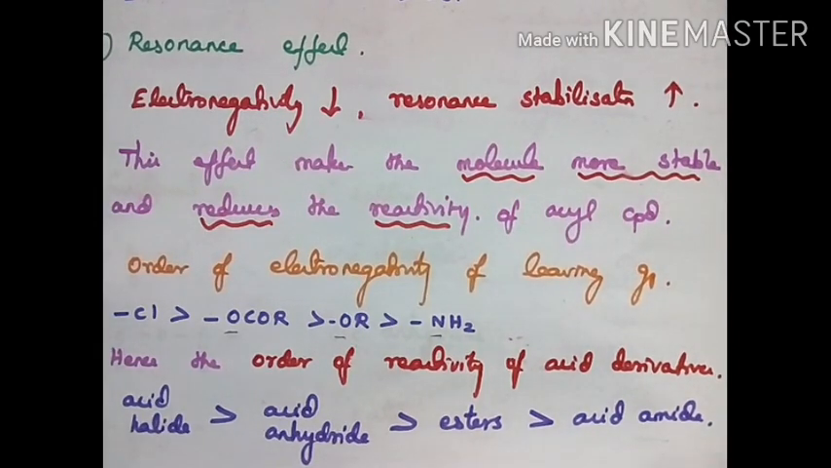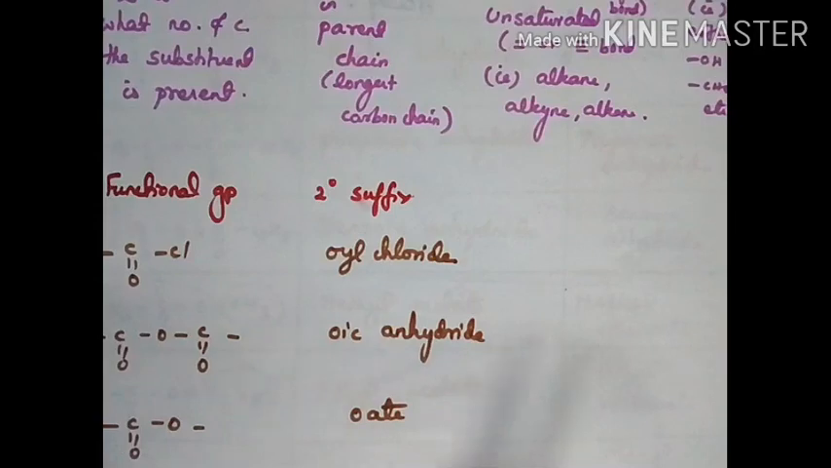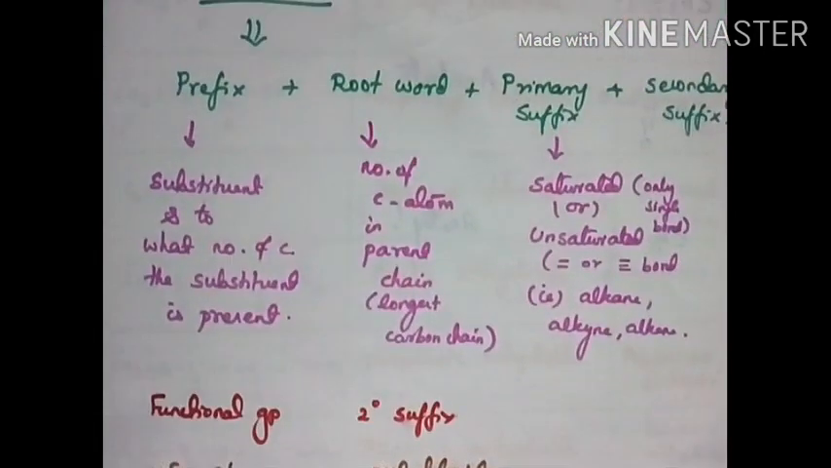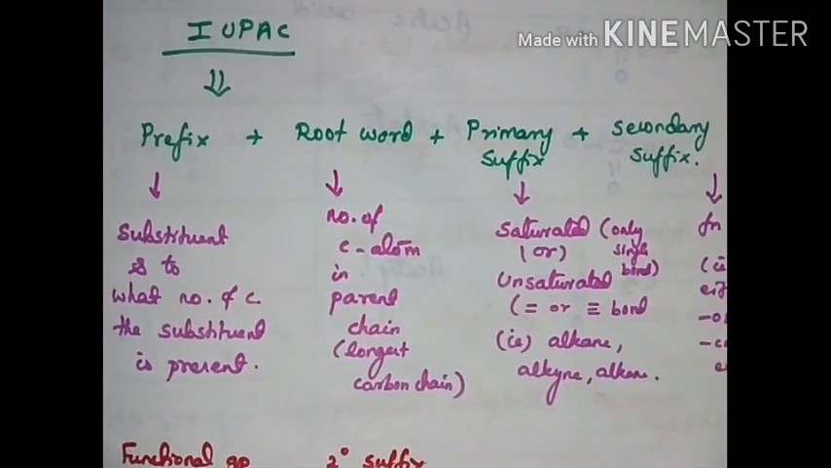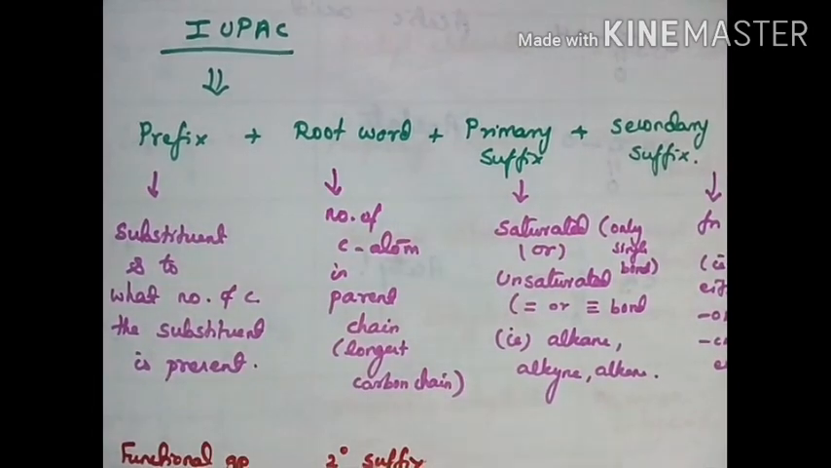Now we are going to see the nomenclature of acid halides, that is, acid derivatives. There are two names, common name and IUPAC name. Now let's discuss the IUPAC name first.